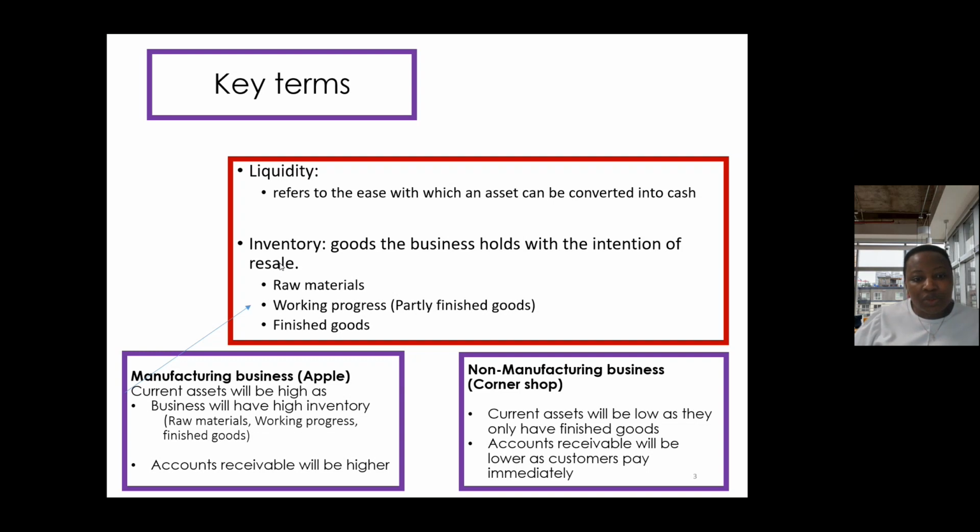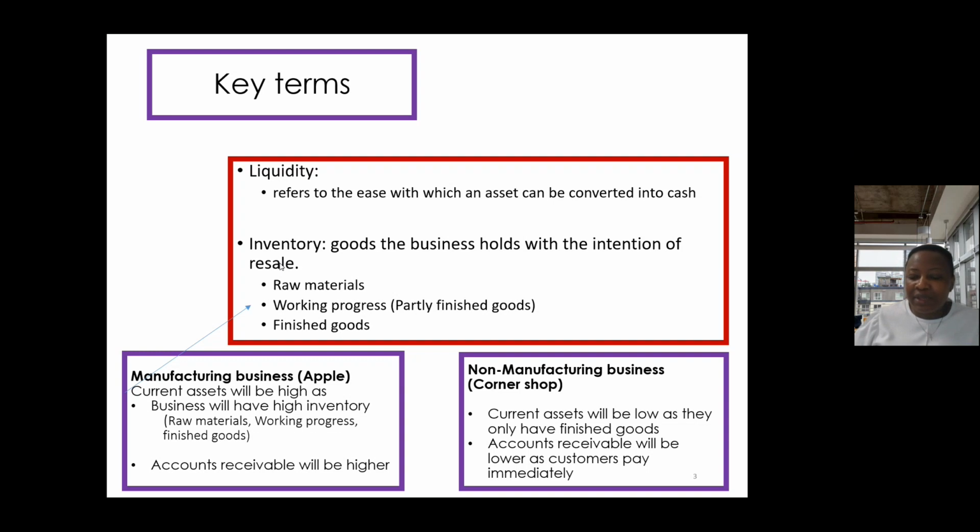And then the other term that we need to get used to is inventory. These are goods that the company holds with the intention to resell. So it's the goods that the business wants to resell. Inventory can take a lot of forms. It can be raw material, so it could be raw material that hasn't been converted to anything. It could also be in the form of work in progress. So it's no longer raw materials, but it's not finished goods. And it could also take the form of finished goods. So inventory could be raw materials, work in progress, or finished goods.